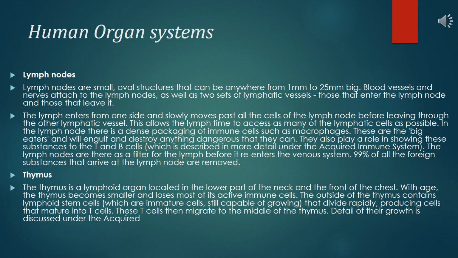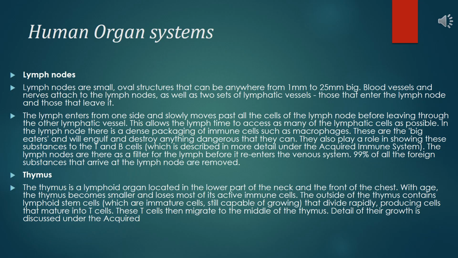Blood vessels and nerves attached to the lymph nodes, as well as two sets of lymphatic vessels, those that enter the lymph node and those that leave it. The lymph enters from one side and slowly moves past all the cells of the lymph node before leaving through the other lymphatic vessel. This allows the lymph time to access as many of the lymphatic cells as possible.